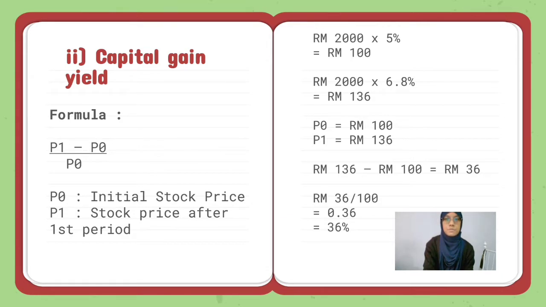So I will subtract P0 from P1, which is 136 minus 100, and then I'll divide it by 100, and then I'll get 0.36, which is 36%. So that's all from me.